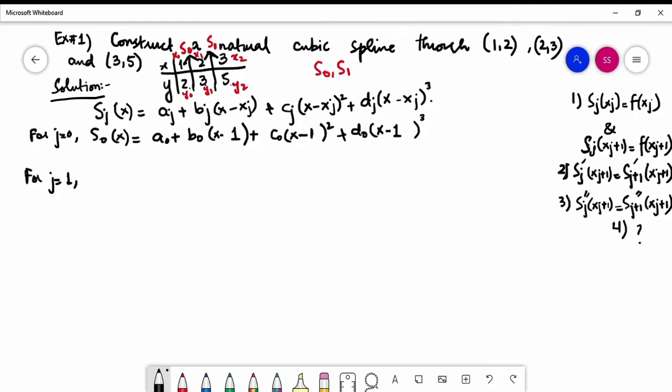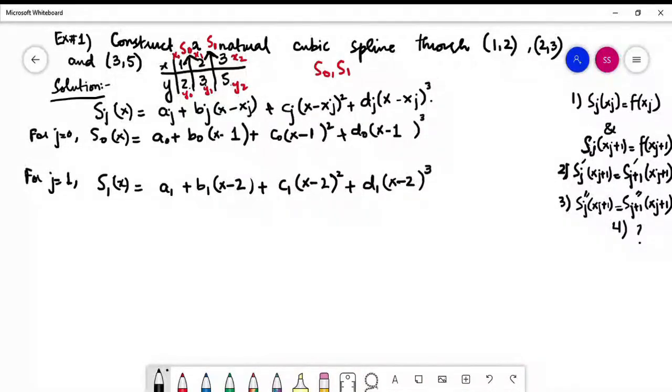For j equals 1, S1 is equal to, because we have to consider this spline, S1 of x equals A1 plus B1 (x minus x1) plus C1 (x minus x1) square plus D1 (x minus x1) cube. Now I would replace this value of x1, that is 2. So these are 2 equations. Let this be equation A and this be equation B.